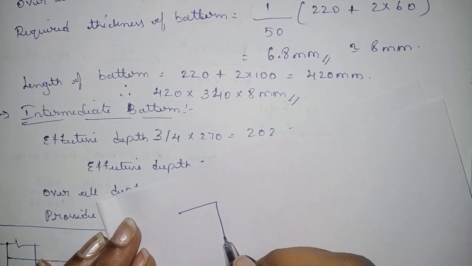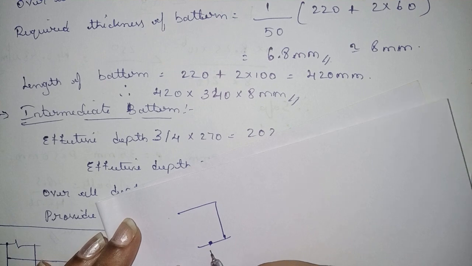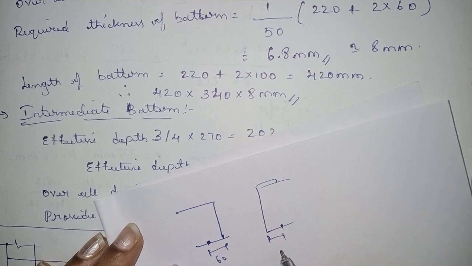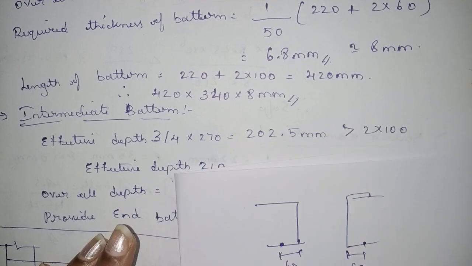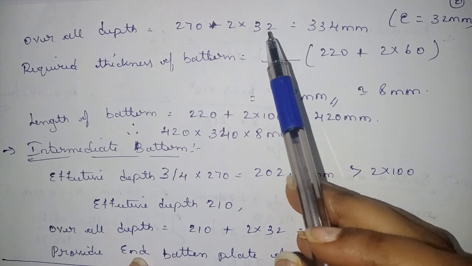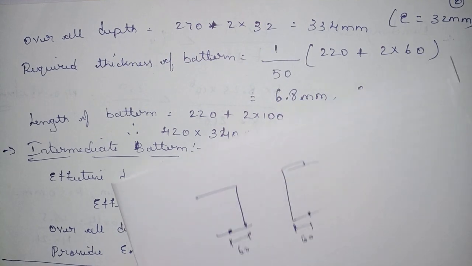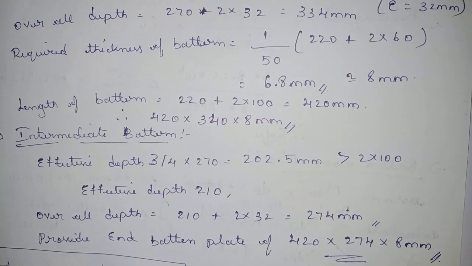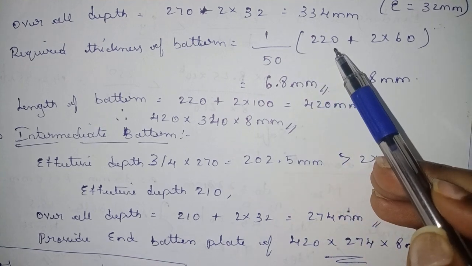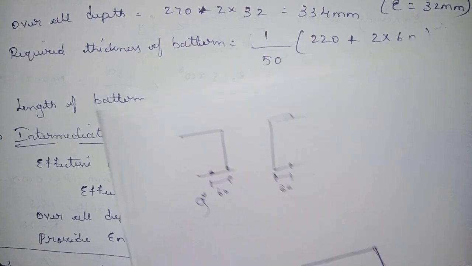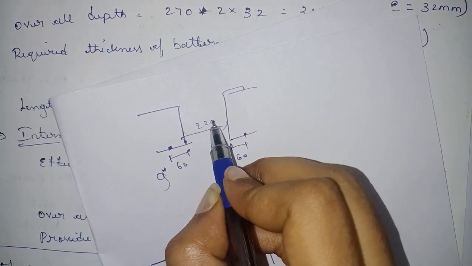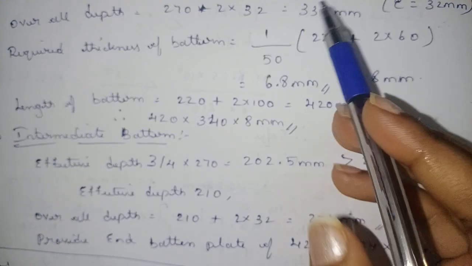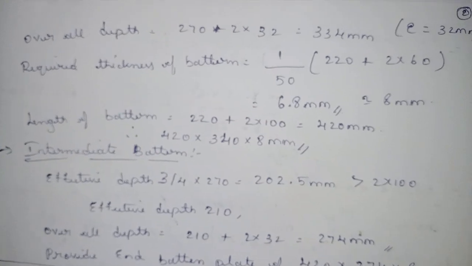So here you have the channel section and bolting will be given here at a distance of 60. Got it? Here also it is given as 60. You may get confused between the previous one and this, right? The previous edge distance is from the front view. This gauge distance you will get in the top view. Okay, 1 by 50th into 220 is the spacing plus 2 times 60. This is 220. Add this one, you will get from here to here. And that divided by 50 as it is in the code book. Got it?